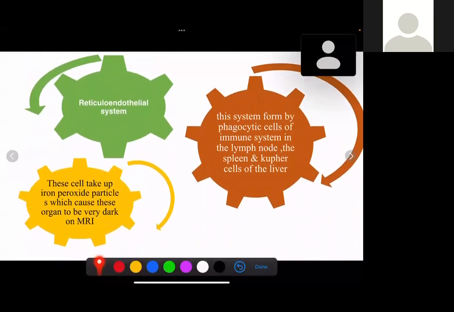What is the reticuloendothelial system? This means they're formed by phagocytic cells of the immune system in the lymph nodes and the spleen and the Kupffer cells of the liver. These cells take up the iron peroxide, and this causes these organs to be very dark on MRI.